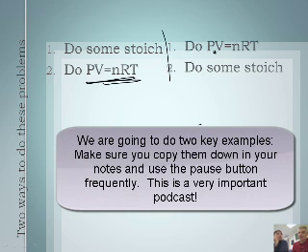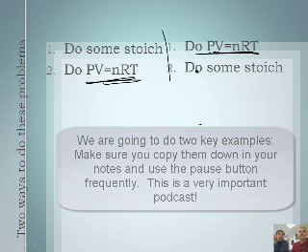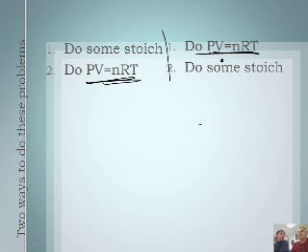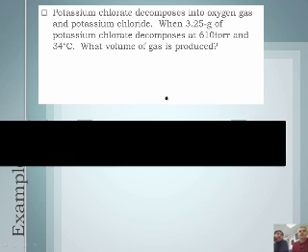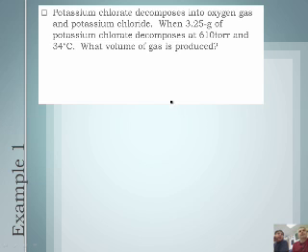PV equals nRT is your equation. You're going to use this over and over. We've done this before, and now we're going to mix it with stoichiometry. What's the one thing in PV equals nRT that's common to what we've been doing in stoichiometry? That's n, moles. Stoichiometry always boils down to moles. So we're going to use the n of the ideal gas law for stoichiometry. We're going to do a couple of examples.